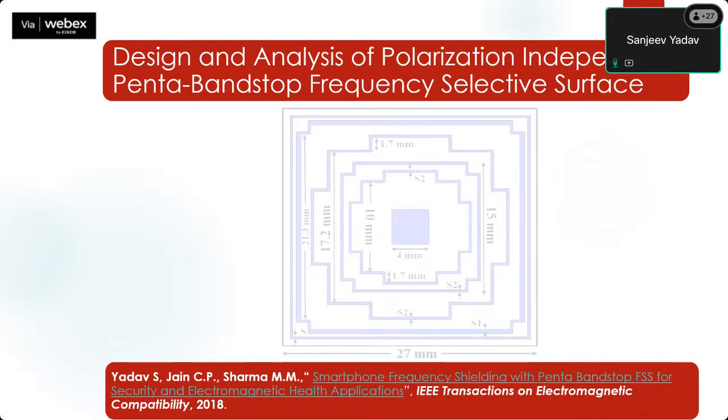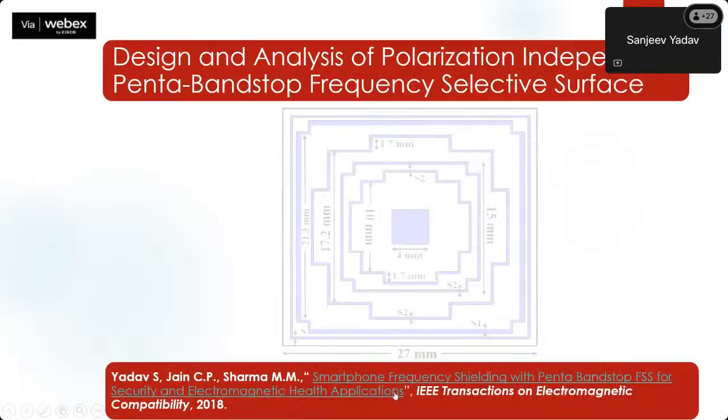Now we come to the 5 bands. We have gone for single band, dual band, triple band, and now we are going for the penta band, means 5 bands. And this paper was published in IEEE Transactions on Electromagnetic Compatibility. Me, Professor M.M. Sharma sir, and Professor C.P. Jain are my co-authors.